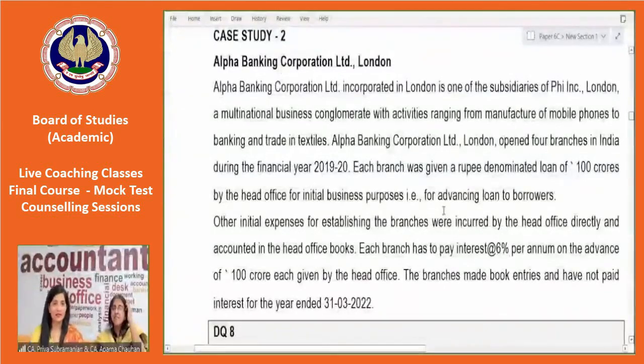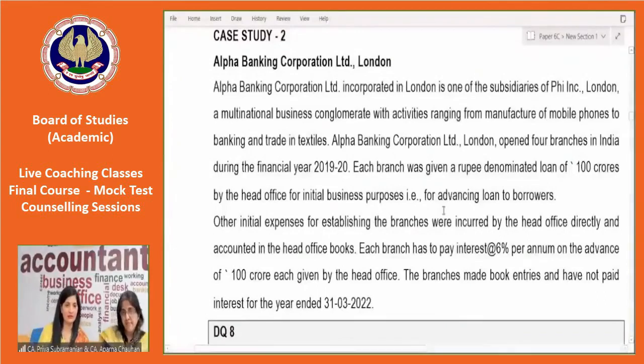This is case study 2. Basically, case studies are integrated based on different provisions of the Act, or the DTAA, or the TAPS, whatever it is. So this case study also deals with transfer pricing provisions, penalty under the Black Money Act, Black Money Law, and Section 10 exemption. Many provisions are tested in this case study too.